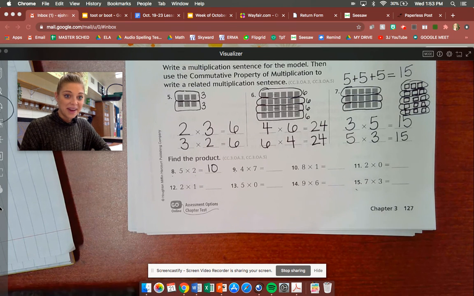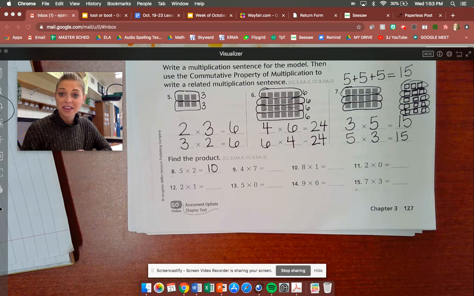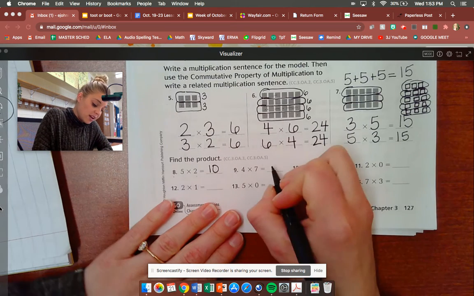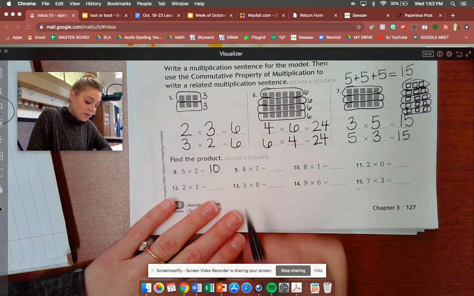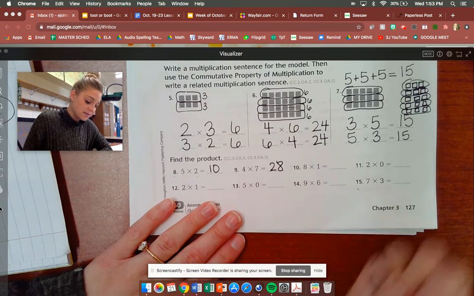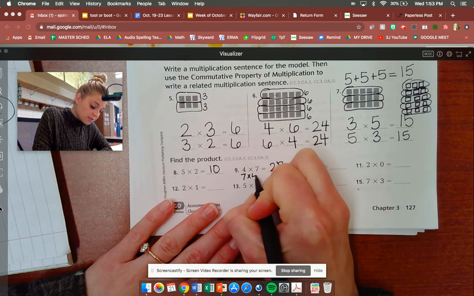All right, now that you have your answers all filled out, I'm just going to tell you the answers and we'll see if you got them correct. So 4 times 7, I just said the answer. 4 times 7 is 28. That also means that 7 times 4 is 28, right?